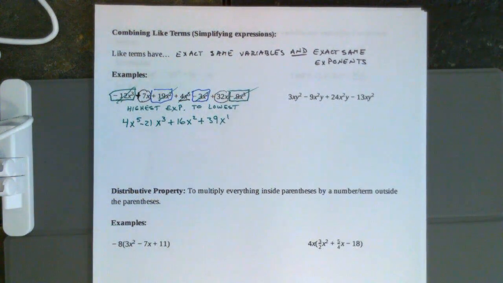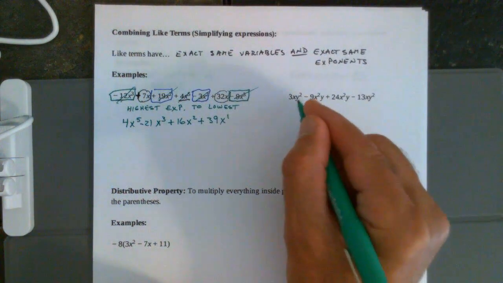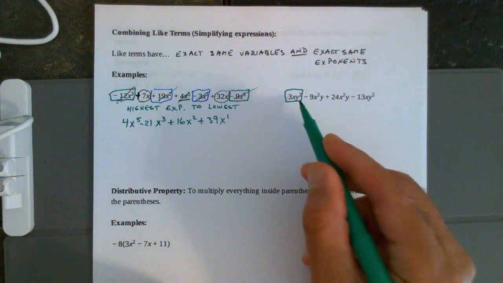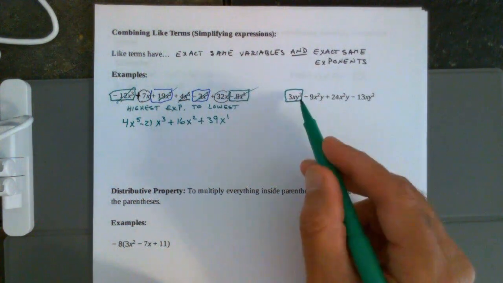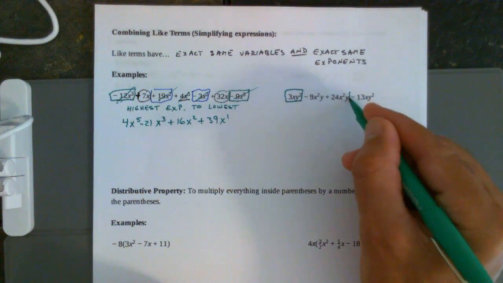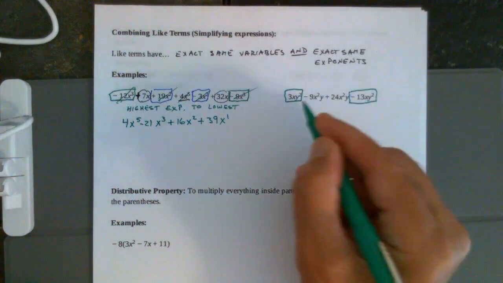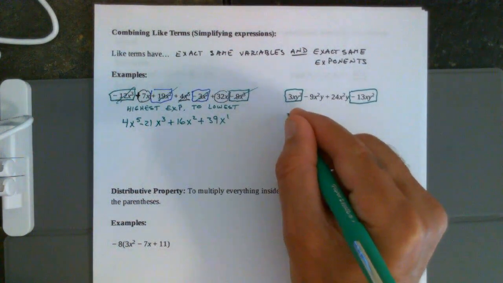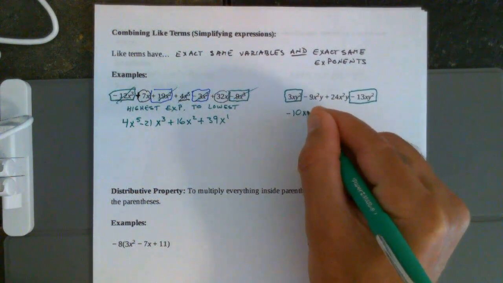In the second example, we have multiple variables, so they have to be exactly the same variables with exactly the same power. So this has an x and a y squared. That has an x squared and a y. That has an x squared and a y, which is not the same. And then we have the x and the y squared again. So we have 3 of them minus 13 of them. 3 minus 13 is negative 10. And we have an x and a y squared.